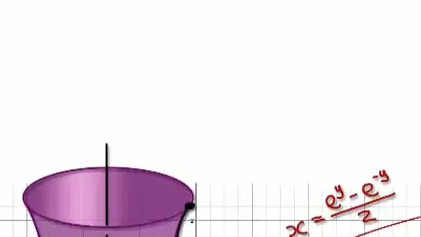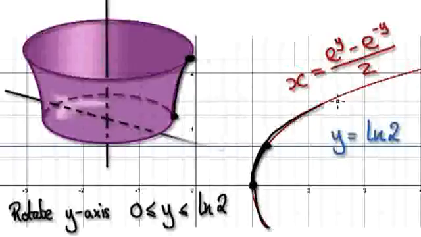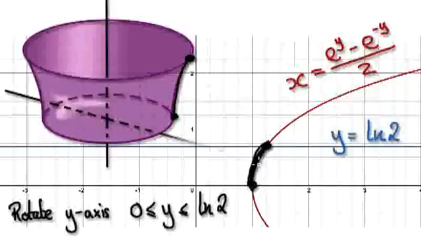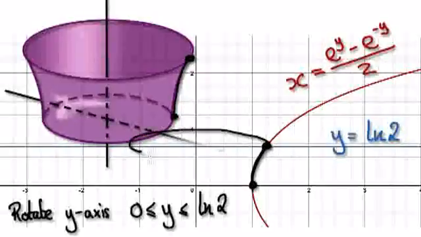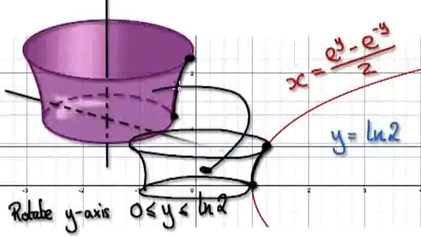Okay, let's give you guys some more practice. So the equation for this red line here is given by this. If you look, this arc here corresponds to this arc here. So if you rotate this arc 360 degrees along the y-axis, it would give you something like this, and then it would give you this.